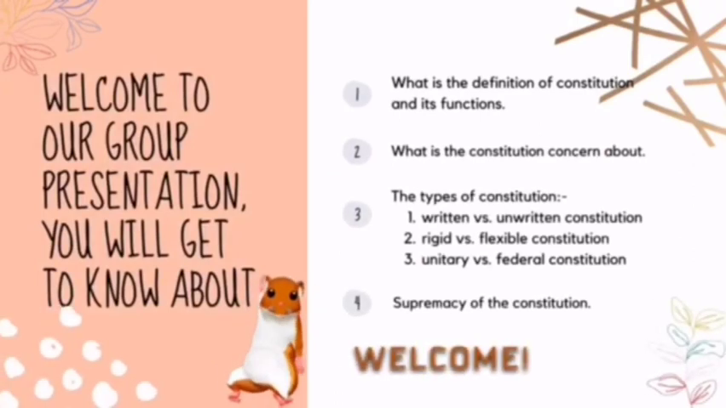I know you must be thinking about what topics we are going to learn today, right? So, without wasting any time, I will explain briefly. Firstly, what is the definition of constitution and its functions? Secondly, what is the constitution concerned about? Thirdly, the types of constitution, which are written versus unwritten constitution, rigid versus flexible constitution, unitary versus federal constitution, and lastly, supremacy of the constitution.